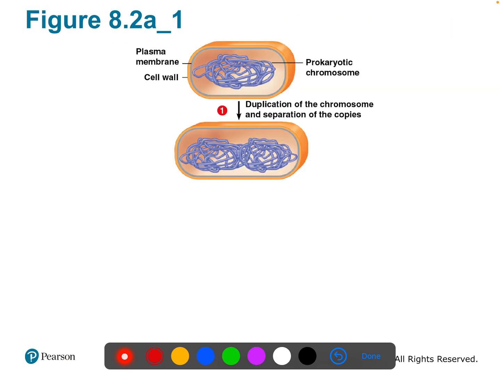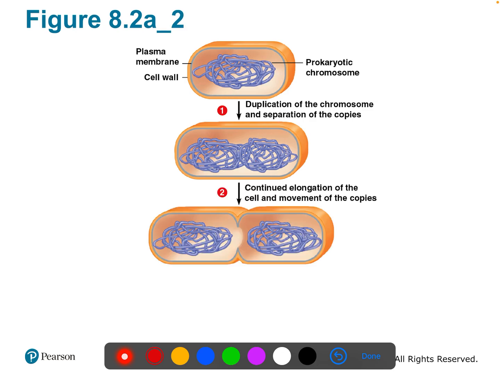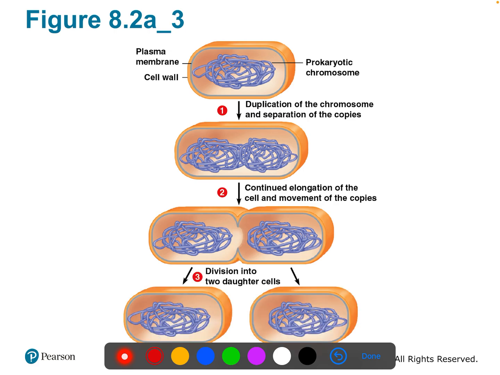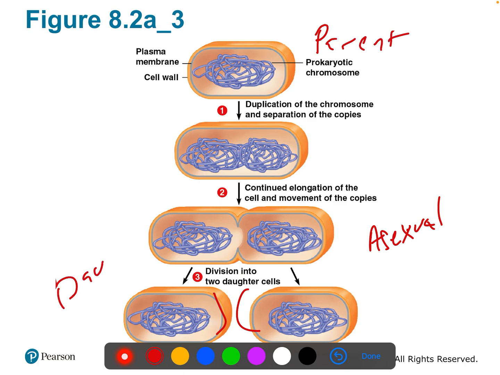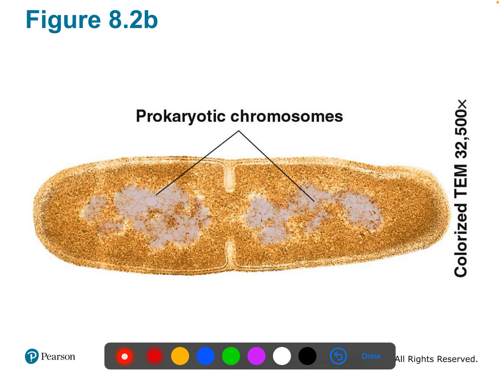So it looks something like this. Here's the genetic information. The genetic information is copied. The cell membrane starts to pinch inward, and then the cell wall will form on each one so that it divides and creates two daughter cells. This is a form of asexual reproduction because the genetic information is the same in the parent and the daughters. And if you look at the genetic information, it pretty much looks the same too, doesn't it? Here's an actual image of a prokaryotic cell undergoing binary fission.